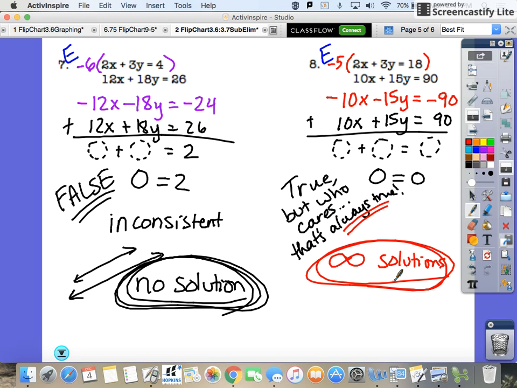These are the two weird scenarios. If it equals the same thing or if it equals two different things, that one's no solution, that one's infinite solutions. Those are the extremes.